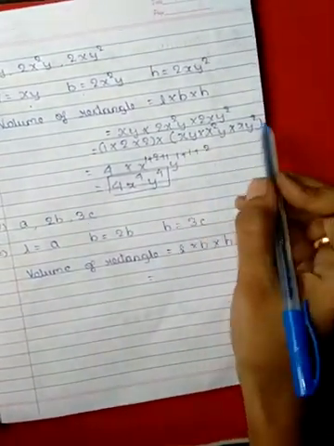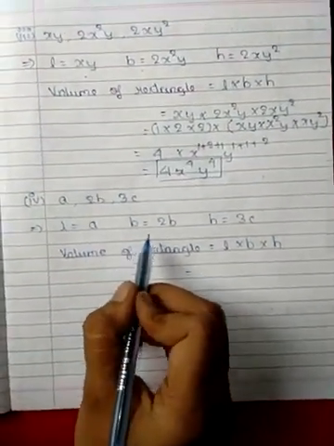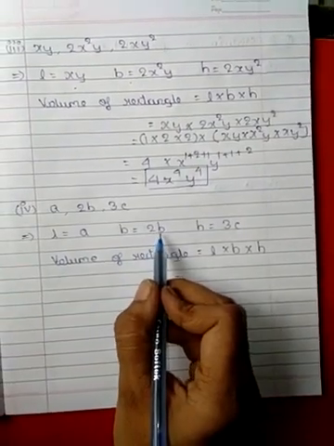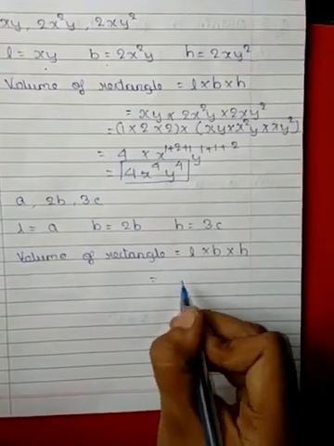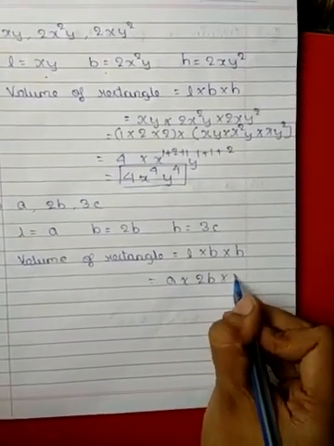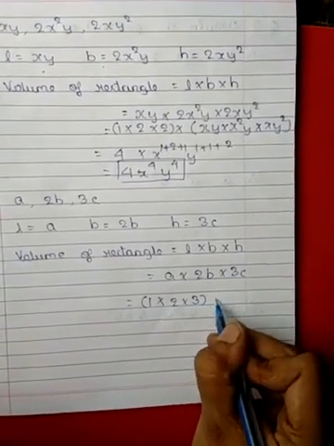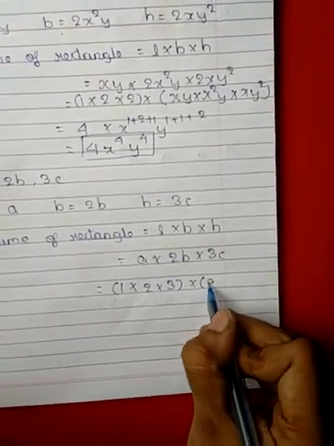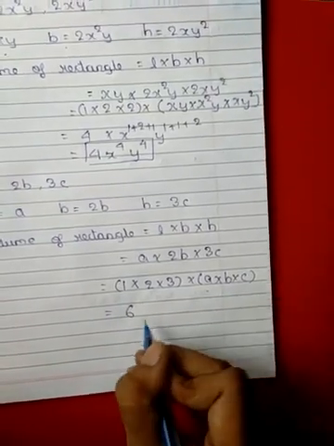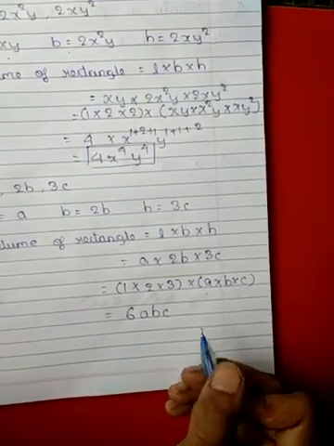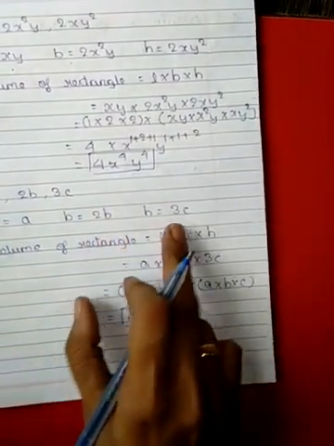Now the fourth one, that is length is equal to a, breadth is 2b, and height is equal to 3c. So volume of the rectangle is length into breadth into height. So a multiplied by 2b multiplied by 3c, bringing all the constant values together, that is 1 multiplied by 2 multiplied by 3, and all the variables in a separate bracket, that is a multiplied by b multiplied by c. So 3 2s are 6, 6 1s are 6, and here variables are different, so we will write 6abc. So this is the answer if the length is a, breadth is 2b, and height is 3c.